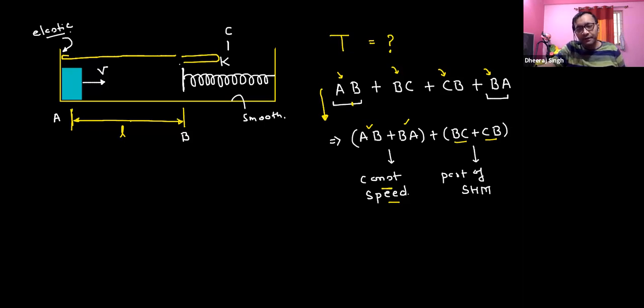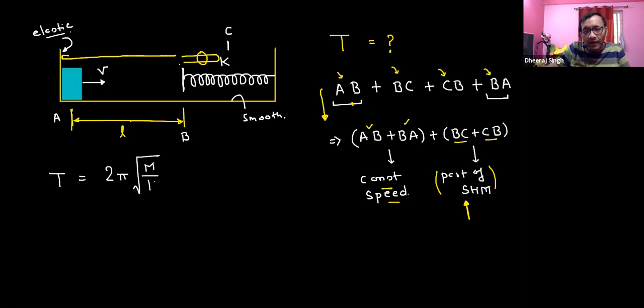How much part of SHM it is? One time period, one third, one and a half, one fourth, how much SHM has happened? This is what part of the SHM? B to C and C to B, they are half of the SHM. For full SHM, time period is 2 pi under root m by k for any spring block system. So AB and BA, 2L distance covered by speed V. So 2L by V plus half of the SHM, this is the answer.